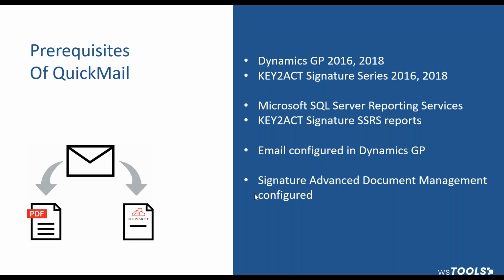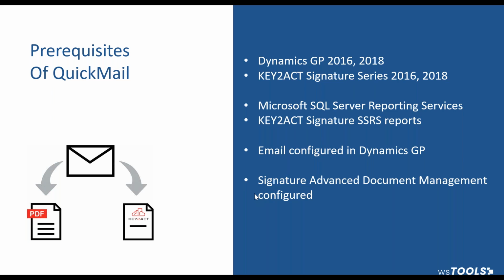And with the key to act side as well, because again, service and job cost are the two different areas that you're going to be able to use QuickMail in. You have to have your SSRS reporting services set up as well as mapped out in your WS reports table. And those two go together there with the key to act signature side SSRS reports. And email configured within Dynamics GP.